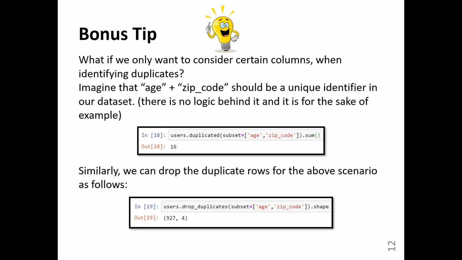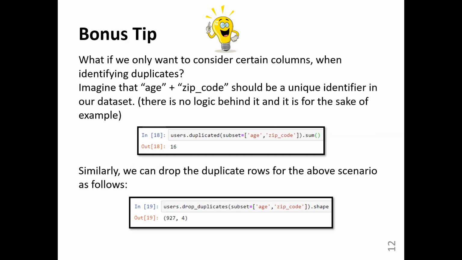We want just to check what are the duplicates of just two columns, age and zip code. I know that it's meaningless, but let's imagine that we want to get rid of those duplications where age and zip code are repeated. In that case, you simply say duplicated, subset is equal to both columns. You can have several columns here. And then say dot sum. We have 16 rows, 16 samples whose combination of age and zip code are duplicated, right?